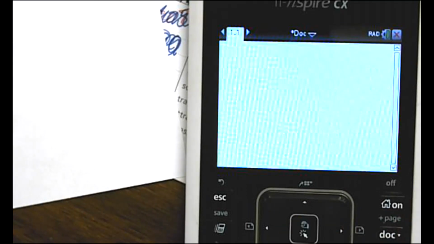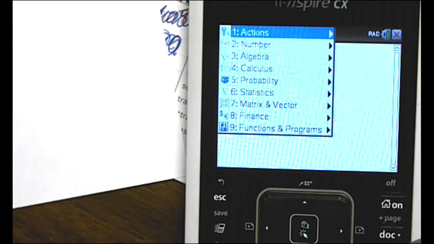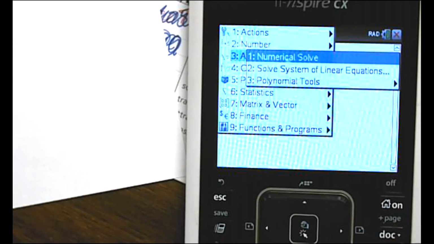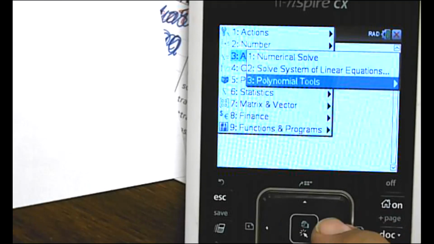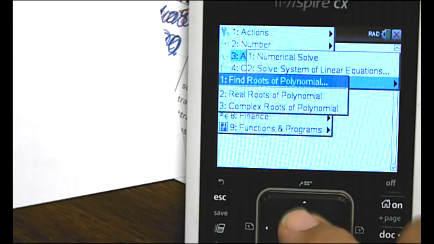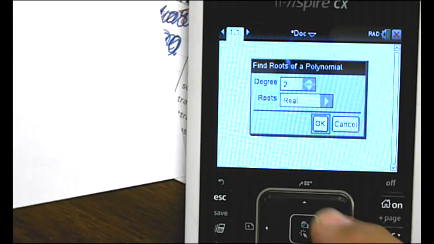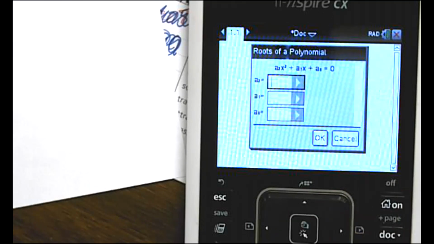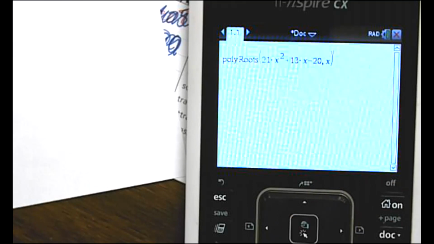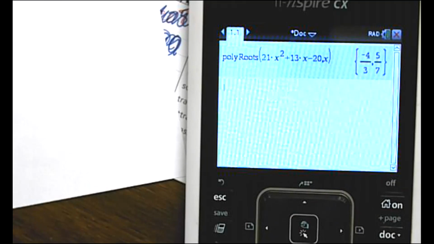Okay, if you remember a few problems ago, we went to algebra, polynomial tools, and then find the roots of polynomials. We did this, just click OK. And they're asking for the x squared coefficient, the x coefficient, and then the constant. So we know the x squared is 21. Next one is 13. The next one is negative 20. Hit OK. It says, does your equation look like that? You're solving for x? Yes, hit enter. And those are your solutions.